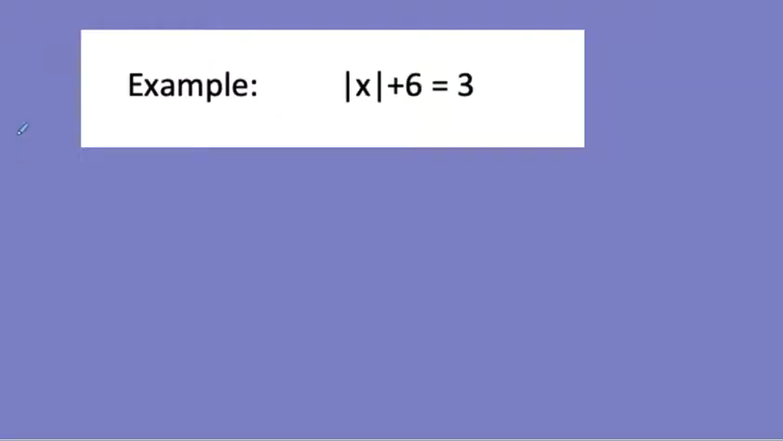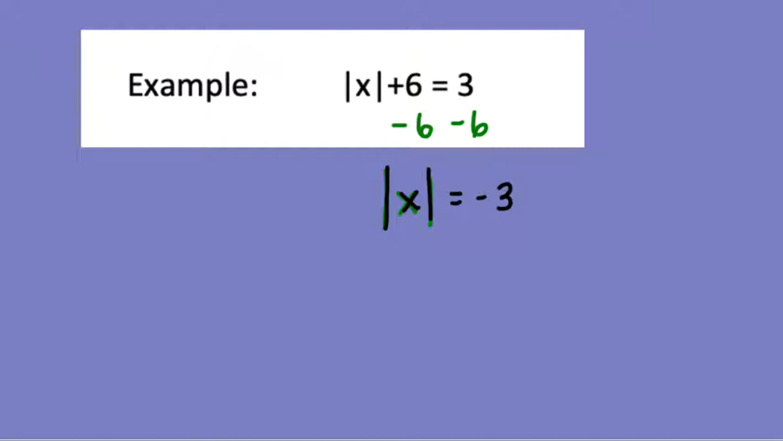All right, let's try this one. The absolute value of x plus 6 equals 3. First we want to isolate the bars, so we're going to subtract 6. And we get the absolute value of x equals negative 3.